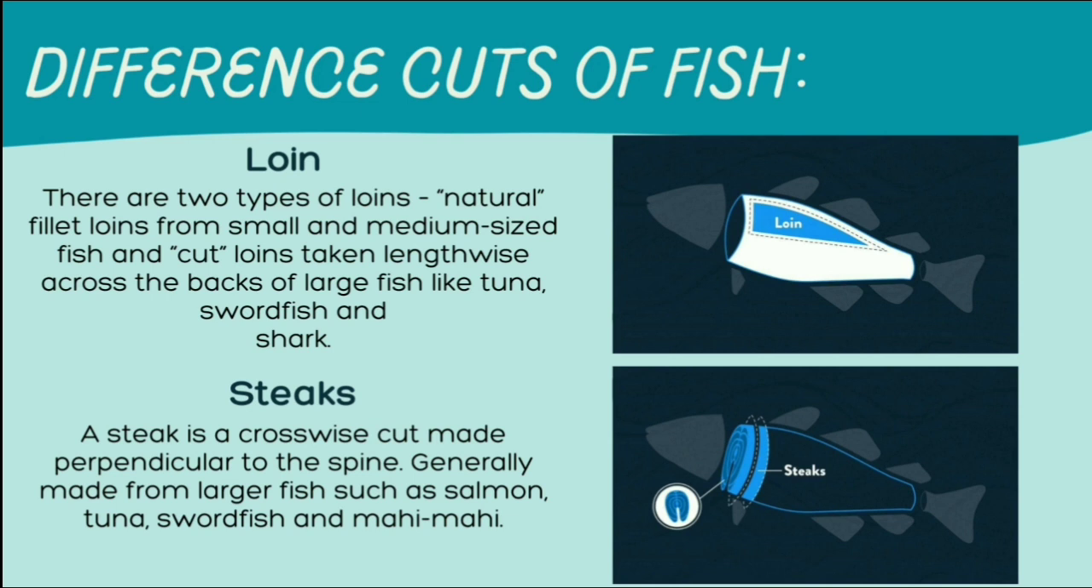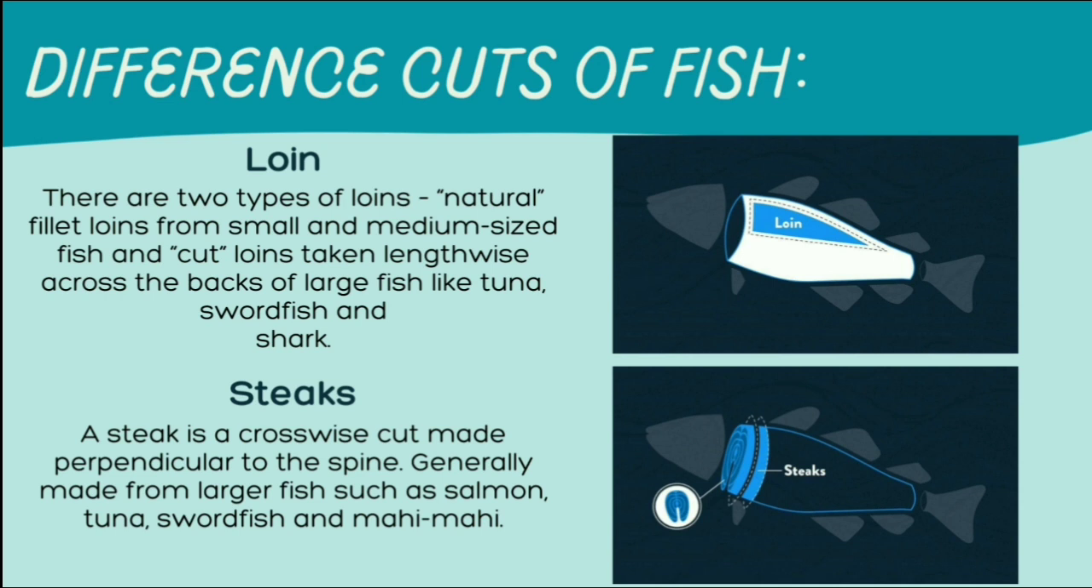Natural fillet loins from small and medium-sized fish, and cut loins taken lengthwise across the backs of large fish like tuna, swordfish, and shark. Whether natural or cut, loins are prime cuts of thick and flavorful meat without the waste of skin or bones.